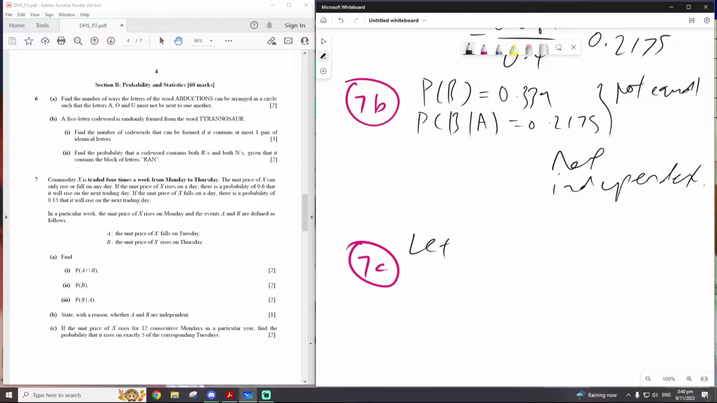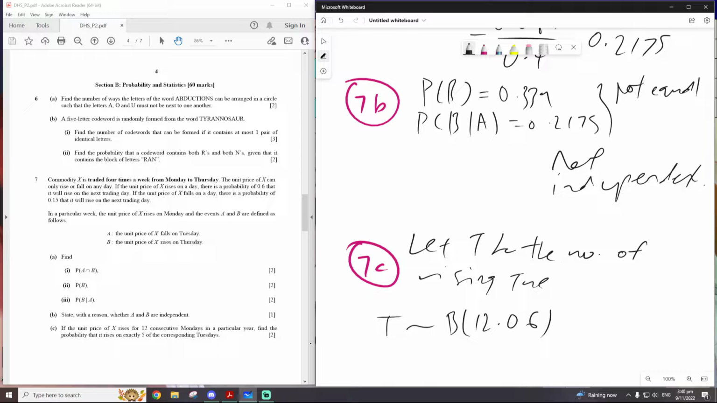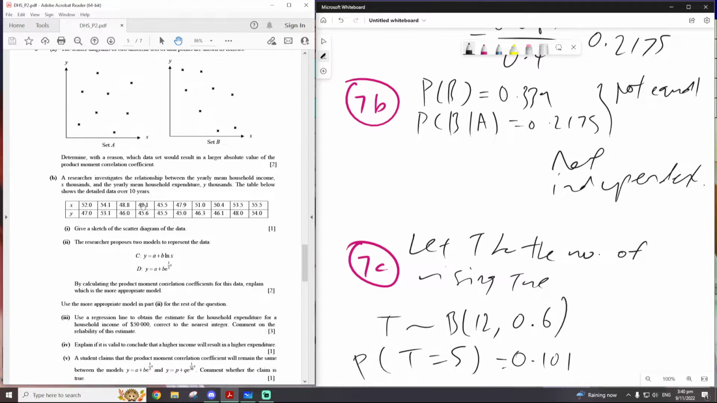Okay, so let T be the number of rising Tuesdays. Then T follows binomial (12, 0.6), because 0.6 is the probability that it will rise on Tuesday given that it has risen on Monday. So we are calculating P(T = 5) here. Which is 0.101 to 3SF. Okay? So far so good.